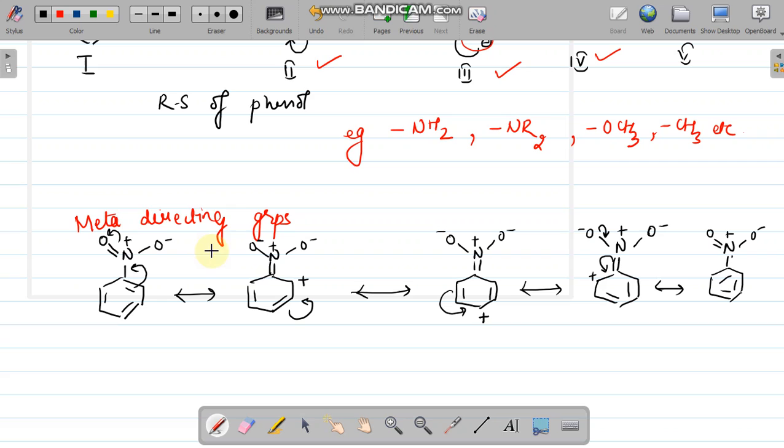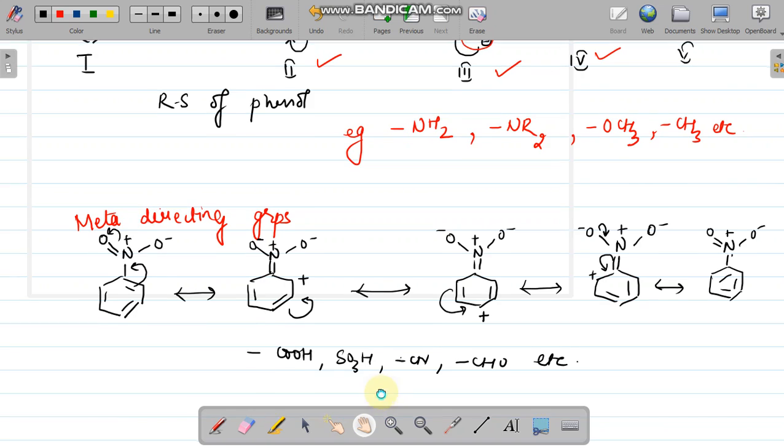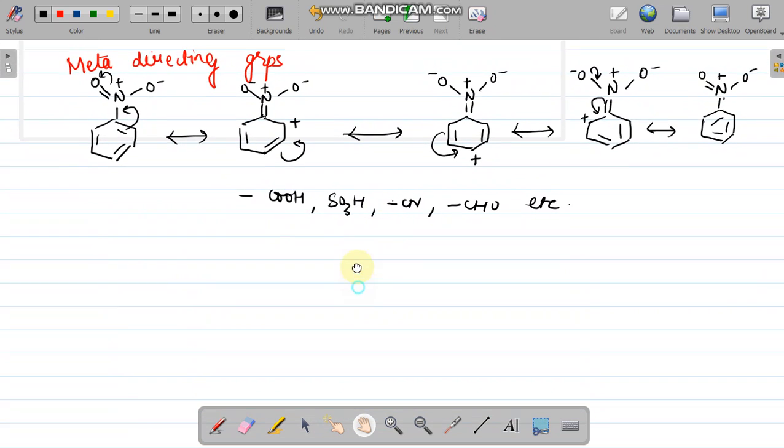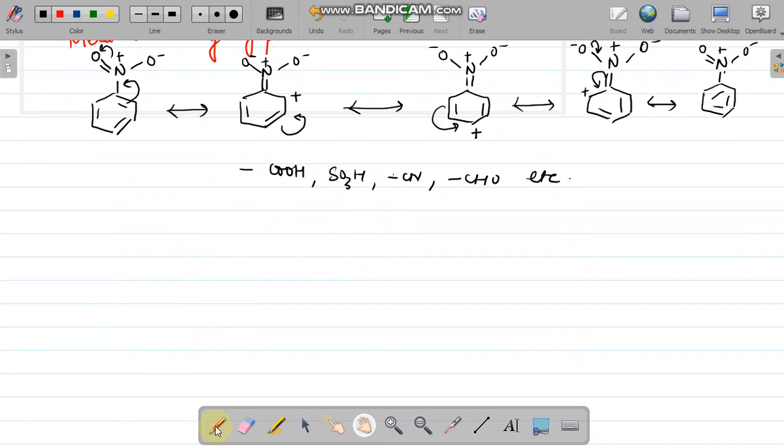Other examples other than the nitro group are your carboxylic acid, sulfonic acid, cyanide group, aldehyde group, etc. These are all going to be meta directing groups. Why? Because electron density will be there on the meta positions.